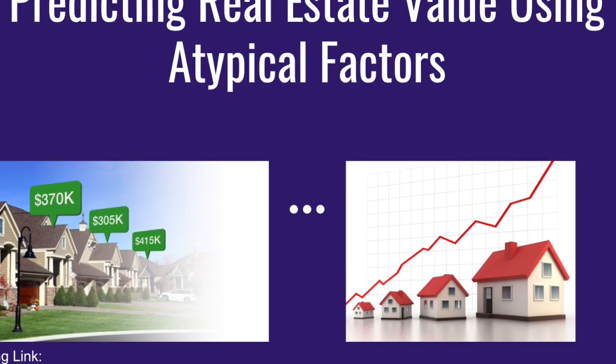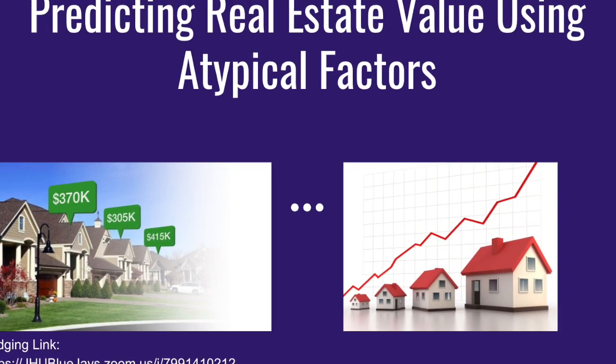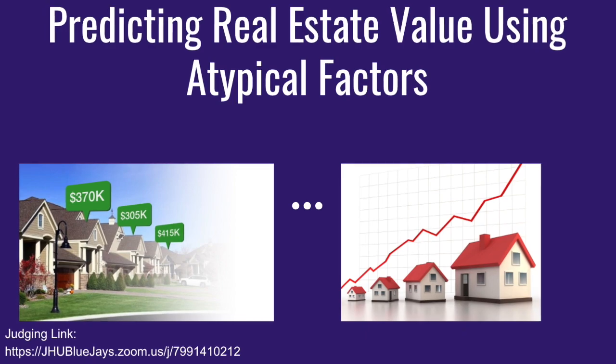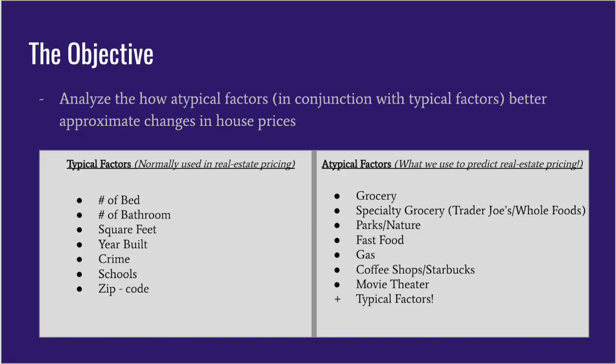Our objective is to analyze how atypical factors, in conjunction with typical factors, better approximate changes in housing prices. Typical real estate people determine houses' prices with factors such as number of bedrooms, number of bathrooms, square feet, year built, schools, zip code. However, we use atypical factors in conjunction with typical factors to determine real estate pricing because people may value how far locations of interest are to their homes.